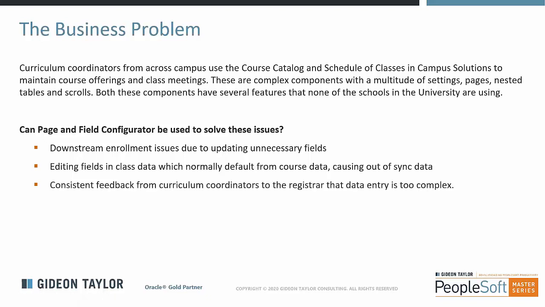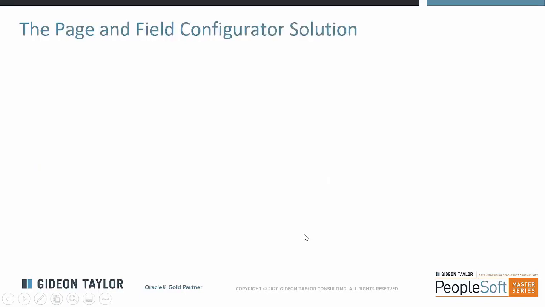And then finally, there was just consistent feedback from curriculum coordinators to the registrar that data entry is too complex. And then contrarily, the registrar was doing a series of audit queries every term to find these inconsistencies and then give feedback to the curriculum coordinators about what was going wrong. And that was really just causing this feedback loop that was frustrating everybody. So can Page and Field Configurator tackle these complex components and actually streamline the user experience for curriculum coordinators? Yes. They went live with it, and it was a pretty unique solution. Let's talk a little bit more about that.